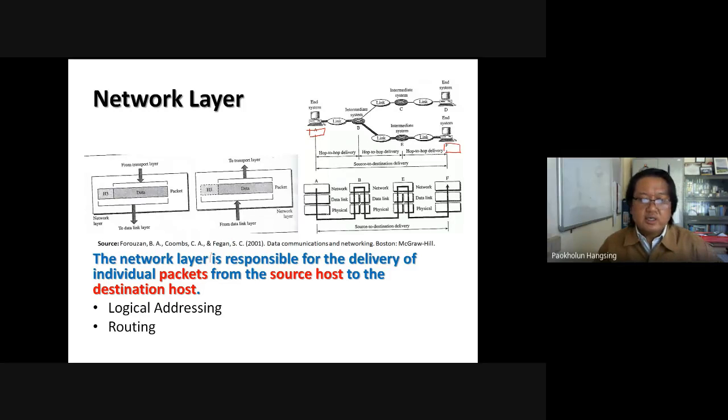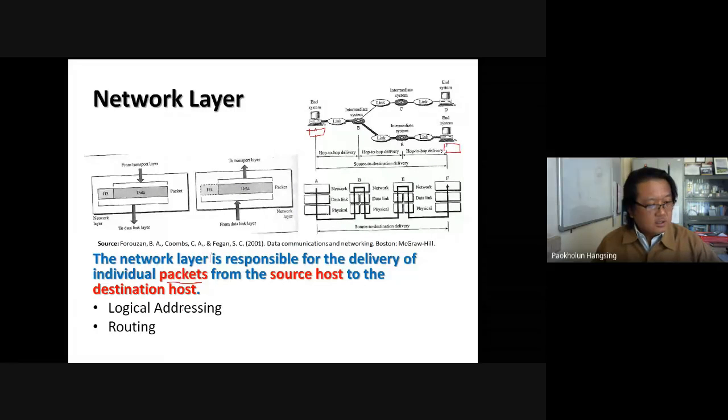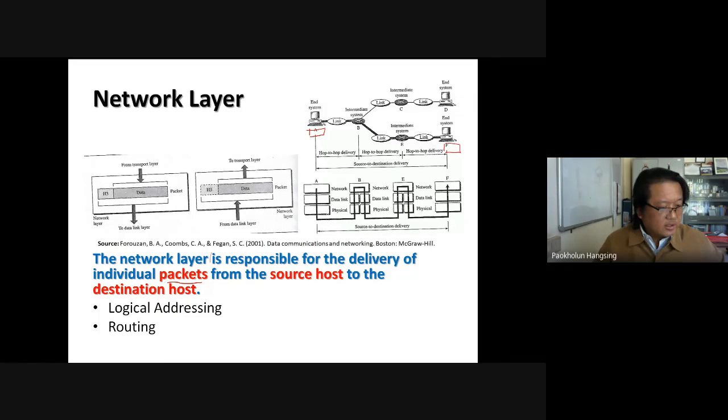So the network layer is responsible for delivery of individual packets. Now, from frames, it has become packets, from the source host to the destination host. It oversees the delivery of the packets between the two systems. If the systems are connected to the same link, there is no need for this network layer.